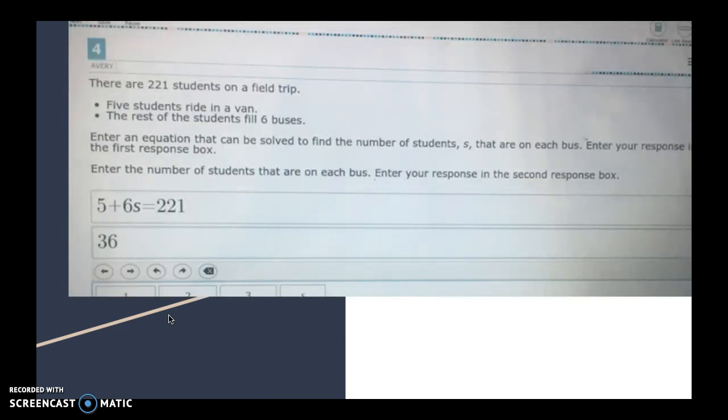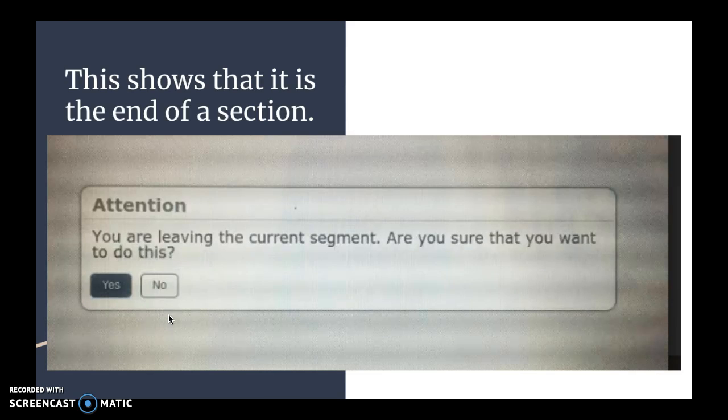Something like this, if you see a word problem with 2 boxes, each sentence corresponds to each box. So for example, where it says enter an equation that can be solved to find the number of students S, whatever equation you use goes in the first box. In the second box goes the number of students that are on each bus. Once again, make sure in the first box that you use S because they used S for students.